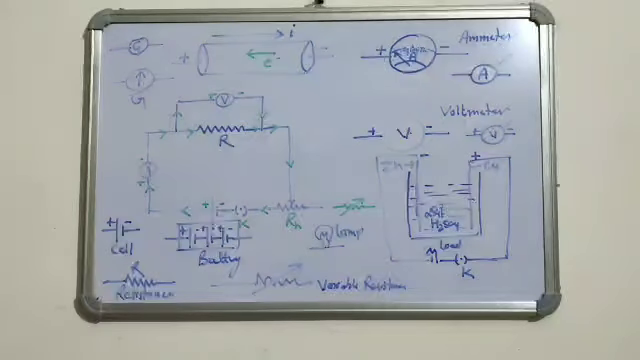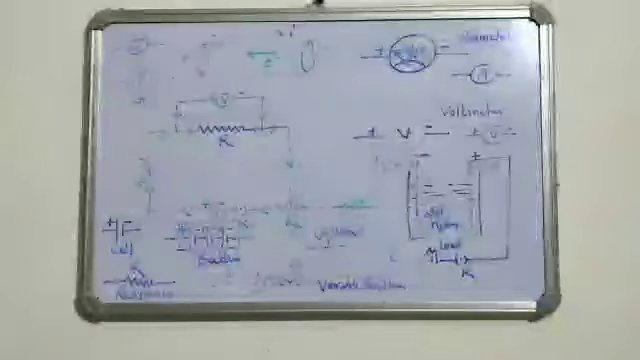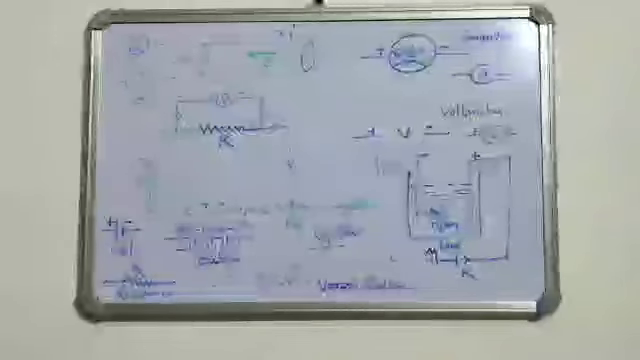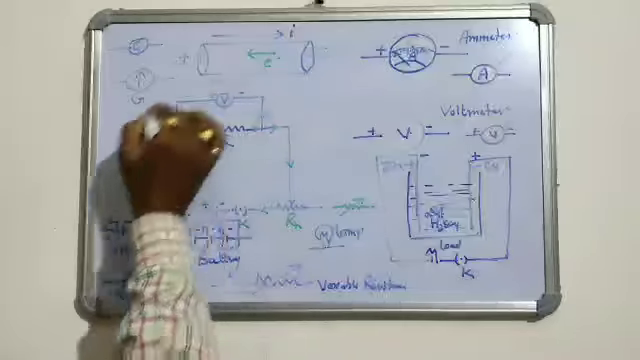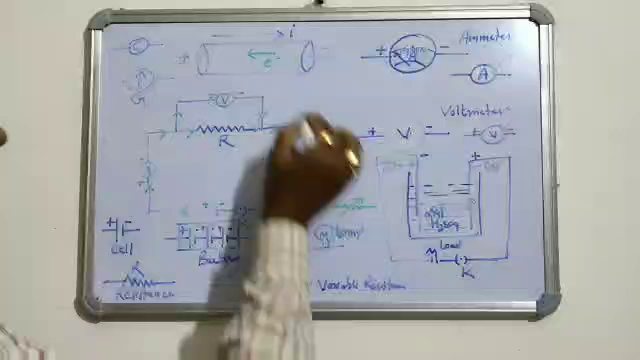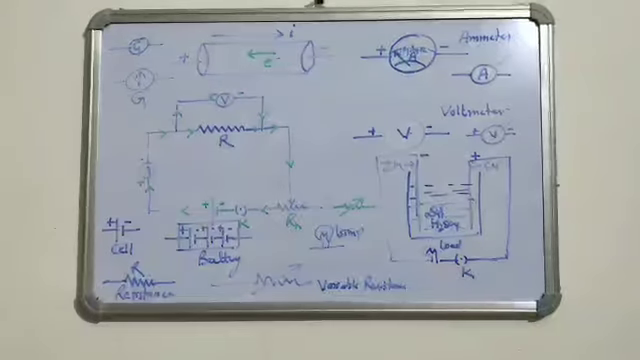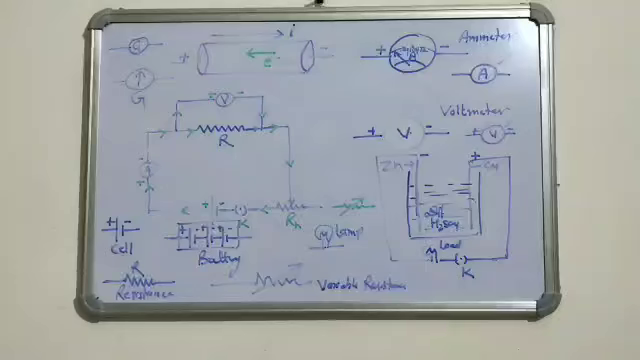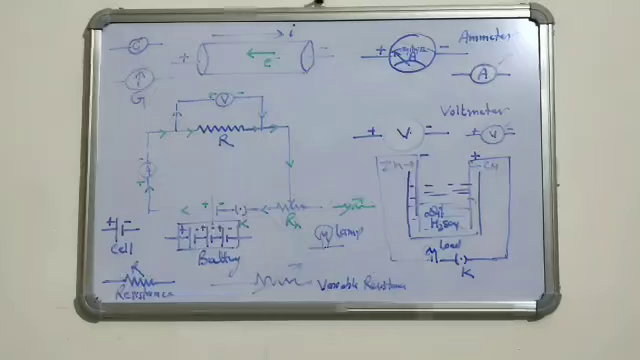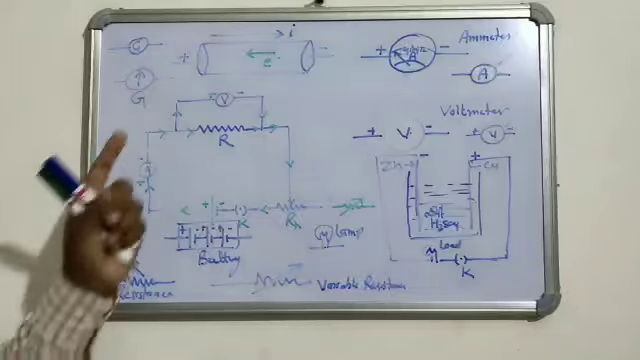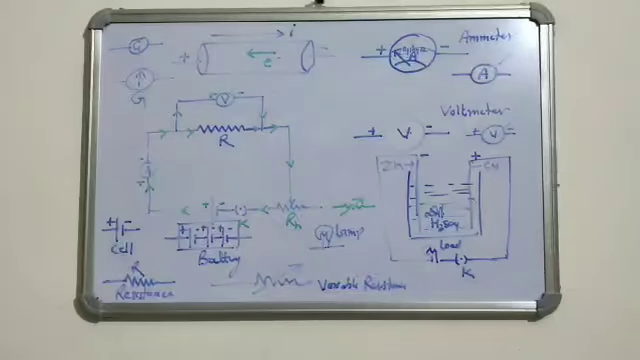These are the electrical symbols. The next topic is Ohm's law, so this is the electrical circuit of Ohm's law. For today's class, I think this is sufficient for you all. In the next class, we will discuss in detail what Ohm's law is.